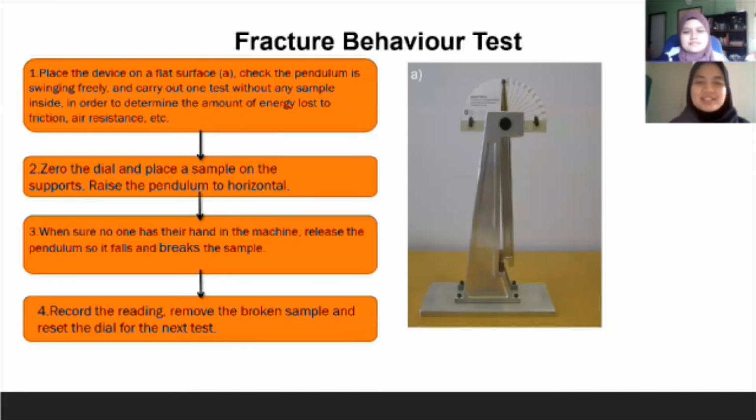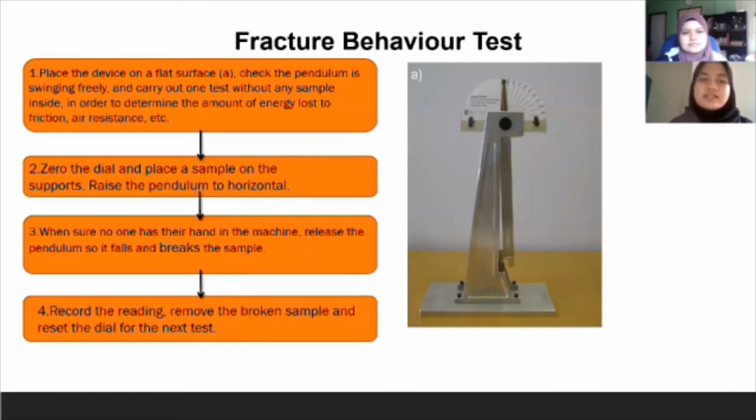Next is the fracture behavior test, for which we use a pendulum swing, as in the picture. First, we have to place the device on a flat surface, check the pendulum is swinging freely, and carry out one test without any sample inside in order to determine the amount of energy lost to friction, air resistance, and more.